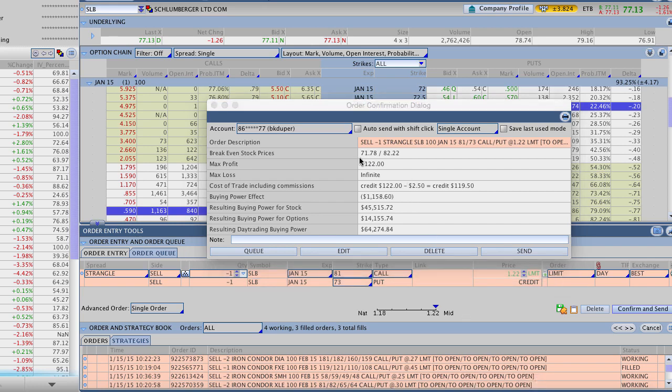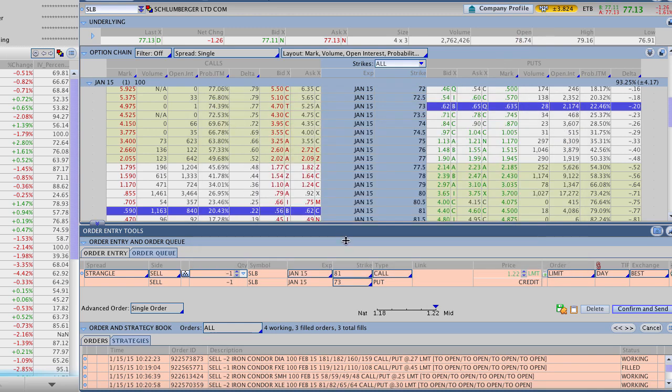So that $1.22 gets added and subtracted to each side, and you can see our new break-even points are 71.78 below the market and 82.22 above the market, well outside of this expected range here. So sometimes you don't have to go just outside the expected range with your strike prices, but the credit that you take in is enough to move you outside of that range and get you beyond that area.